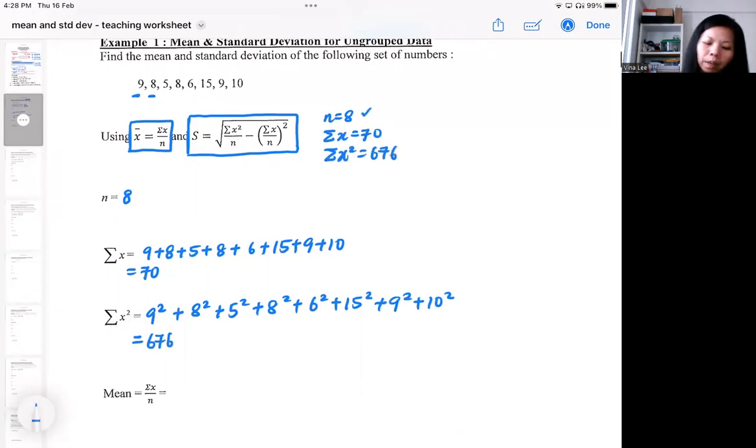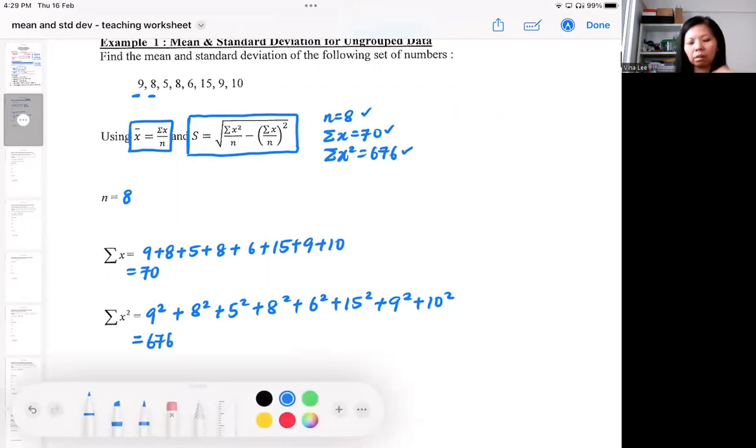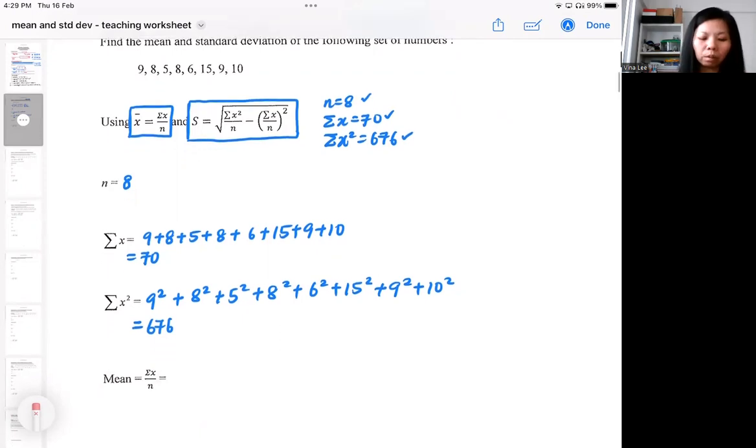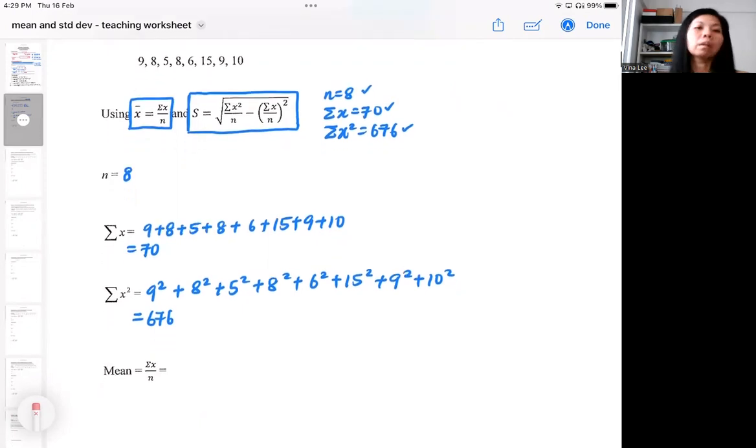So you got the 3 items to insert into the formula. These 3 items can also be obtained from the statistical mode in your calculator. If you're going to use the statistical mode in your calculator, there's another way of pressing. I will not be showing you because different calculators actually have different ways of inputting the data. So I'm showing the manual calculation. That means you can do this calculation across any calculator.